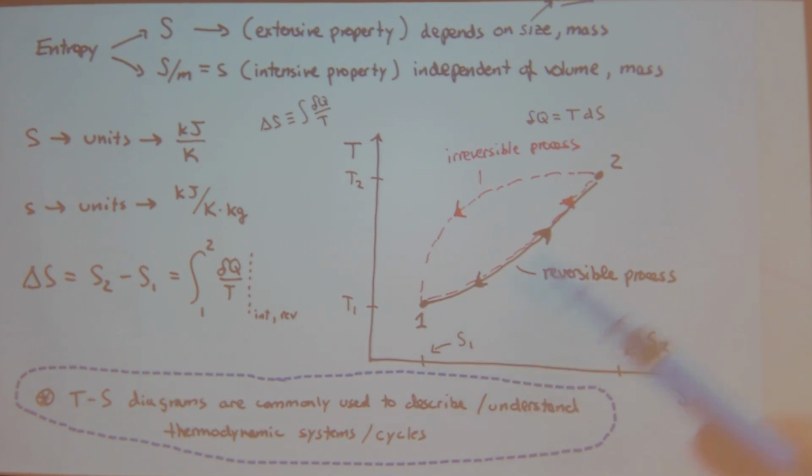And if I go from state 1 to state 2, of course, at state 1, I'm at a given temperature and I'm at a given pressure. Given I know the temperature and pressure, I know the entropy at state 1. So I can go from state 1 to state 2. And let's just say it's a reversible process. So if it's reversible, then I can go back from state 2 back to state 1.